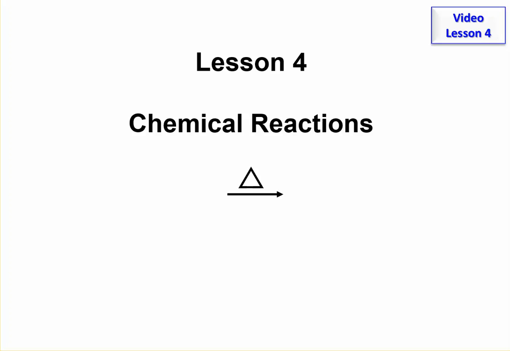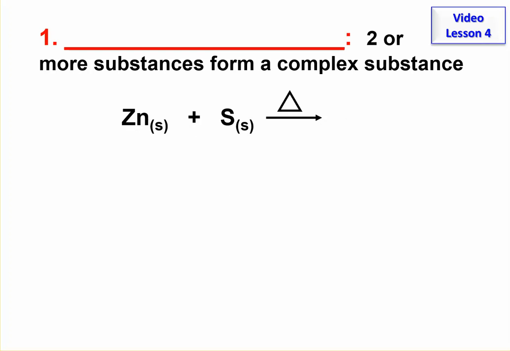Lesson 4 is about chemical reactions. We're going to start by looking at 4 standard types of reactions, and then we'll look at some of them in more detail. First type is a combination reaction. In this one, 2 or more substances come together to form a larger substance.